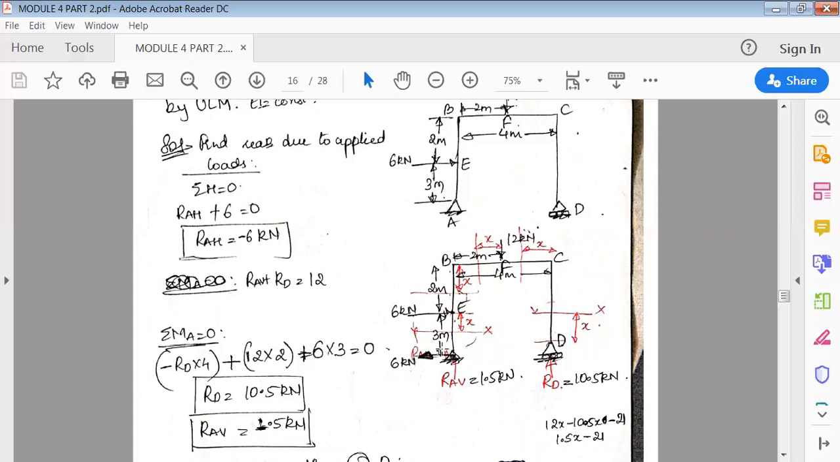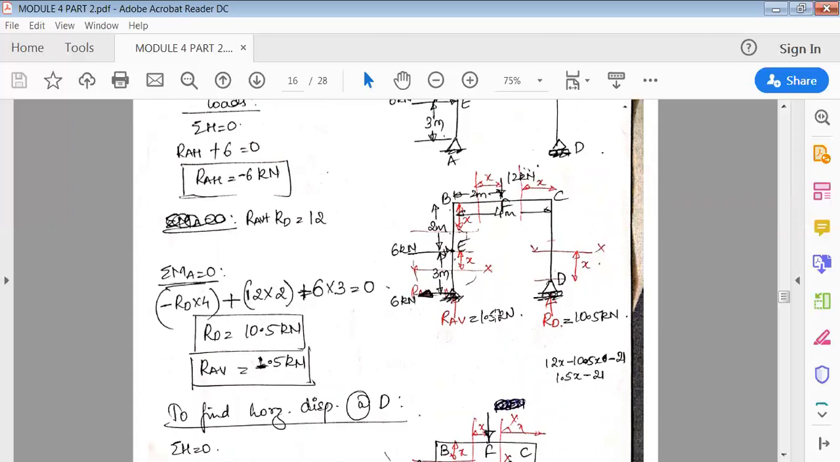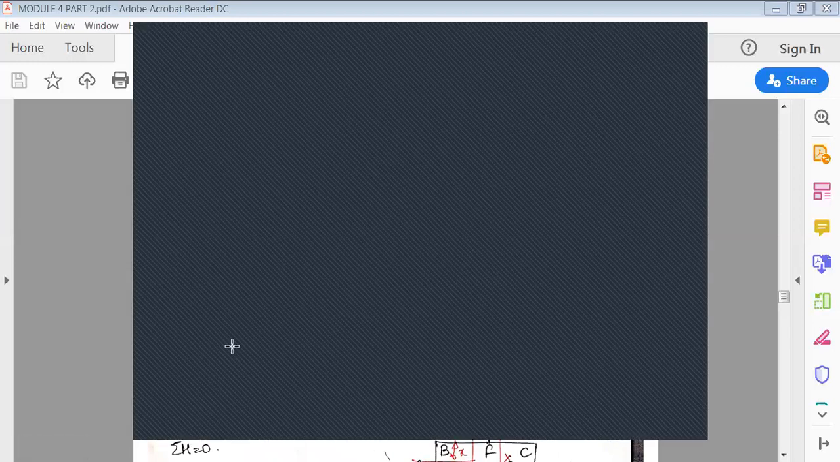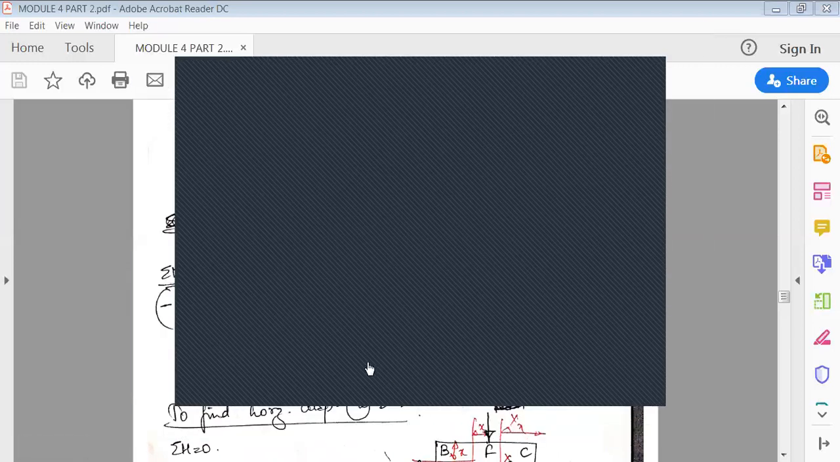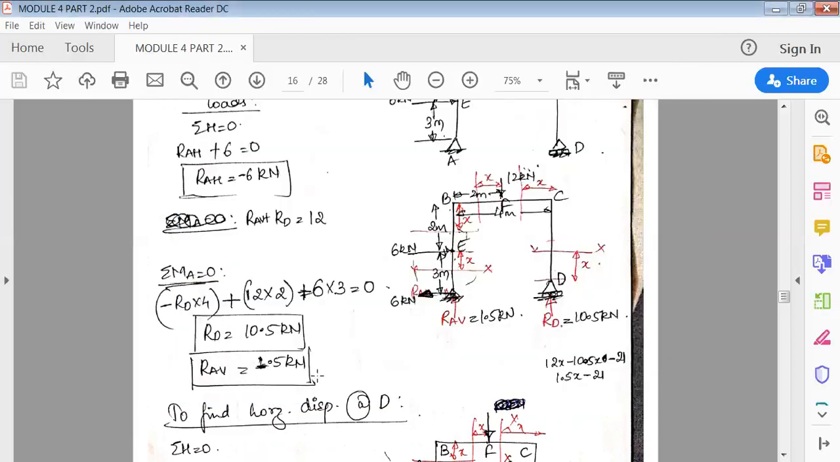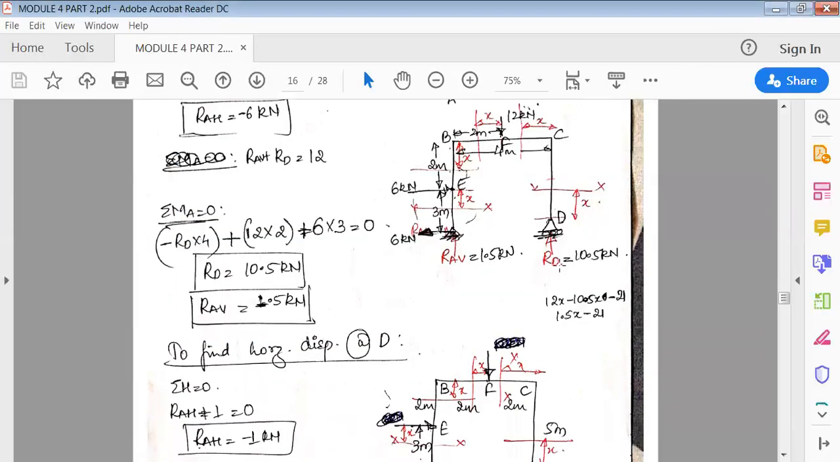Next, summation V is equal to 0, that is RAV plus RD is equal to 12. Only one vertical force. Next, moment about A is equal to 0. RD is going anti-clockwise, so it is minus RD into 4, plus 12 into 2, plus 6, again going clockwise, so 6 into 3, is equal to 0. Then you'll find RD and RAV. After finding this, show it here.